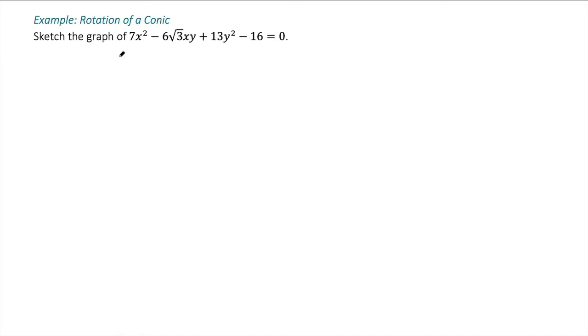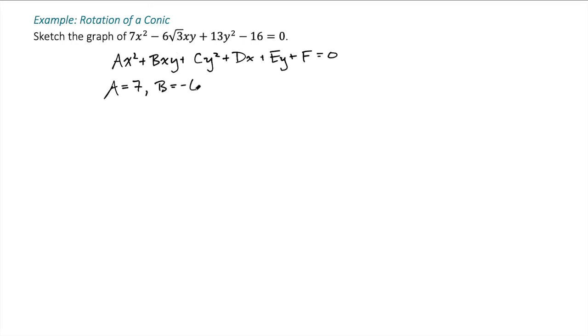So we start off, remember that our standard form is ax squared plus bxy plus cy squared plus dx plus ey plus f equals 0. So then we just identified these variables because we're going to be using each of these when we find the new equation of our conic. So A here is 7. B is the coefficient of the xy, that's negative 6 root 3. C is 13. There's no x term and there's no y term, so both D and E are equal to 0. And then F is that constant term, which is negative 16. So we have identified those different coefficients.